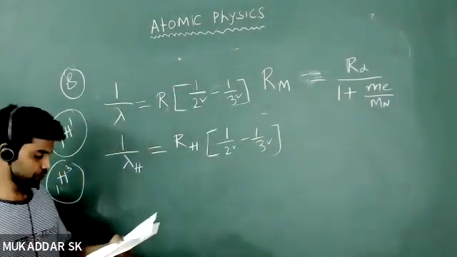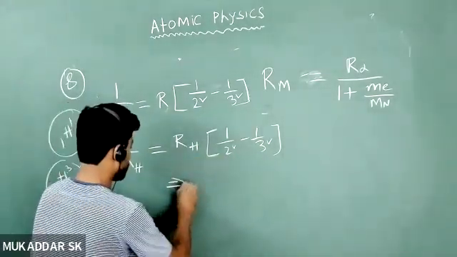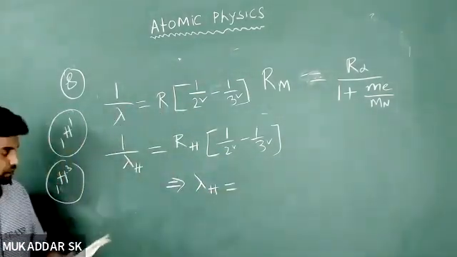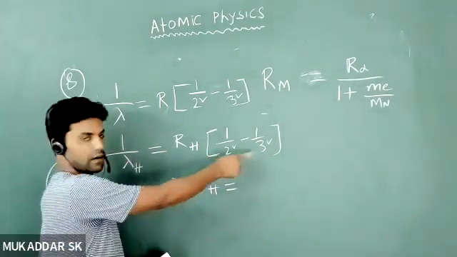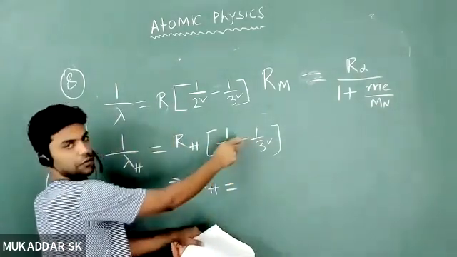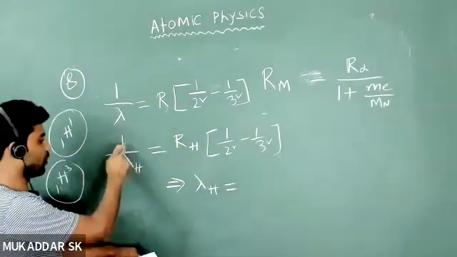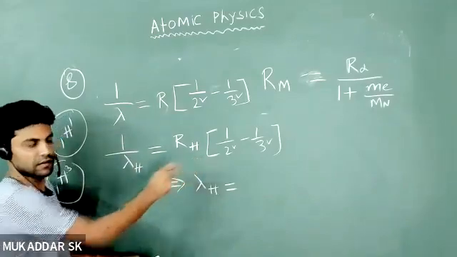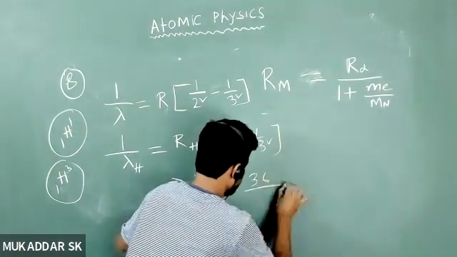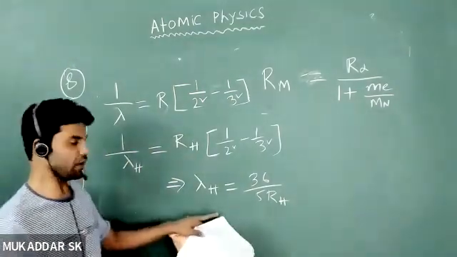If you solve it, it's very simple algebra. If you solve it for lambda H, you will get lambda H as how much? Anyone? So 4 squared into 9, it is 4 into 9, how much? 36. And 3 squared minus 4 squared will provide you 5. So you will get 1 by lambda H equals 5 RH divided by 36. If you invert it, you will get lambda H as 36 divided by 5 RH. This is for the hydrogen atom.